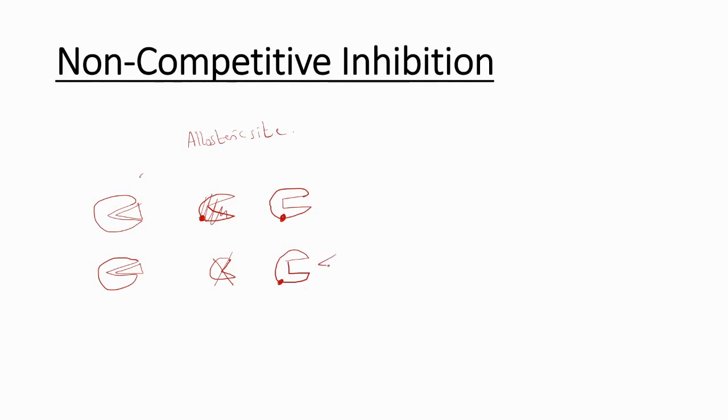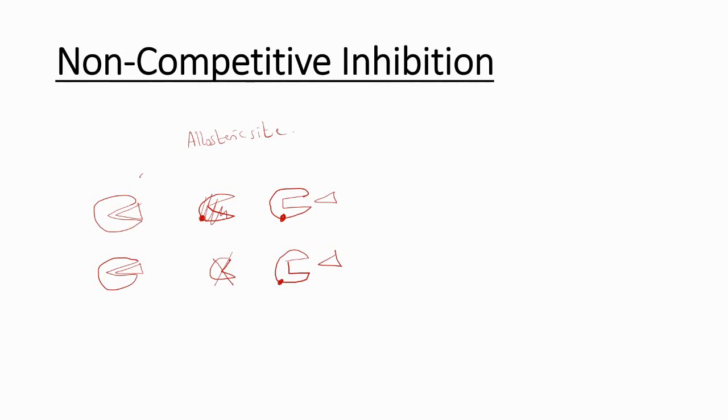The substrates won't fit. There may be plenty of substrate available, but when the non-competitive inhibitor binds, this will reduce the number of enzymes which are able to bind to the substrate. It will reduce the number of active sites that are available to bind to the substrate. And this will lower the activity.